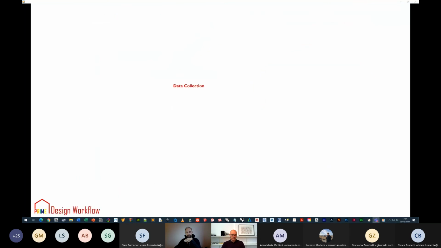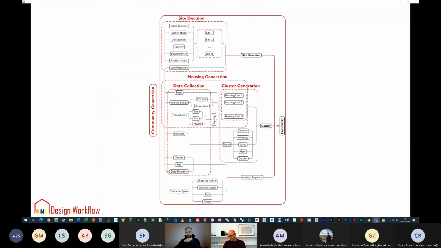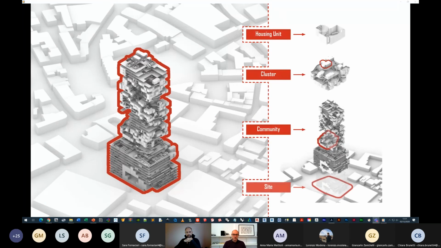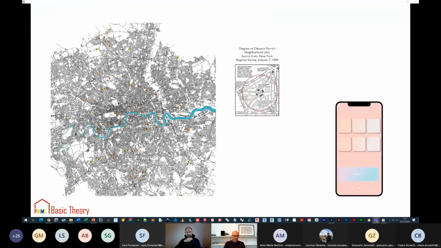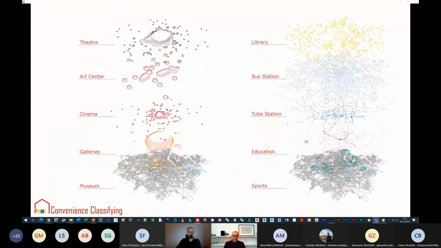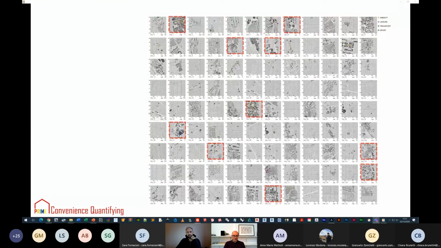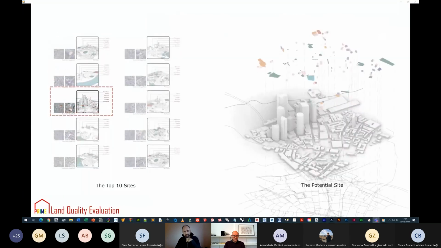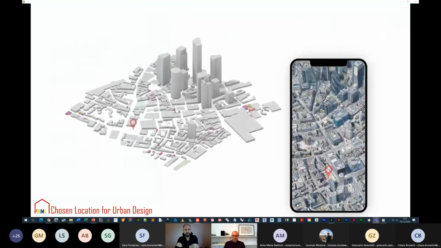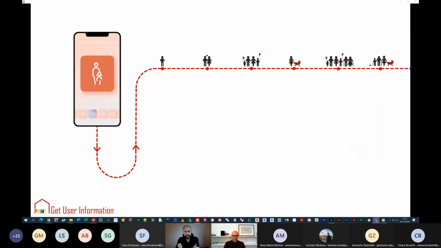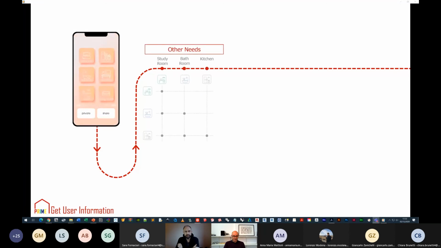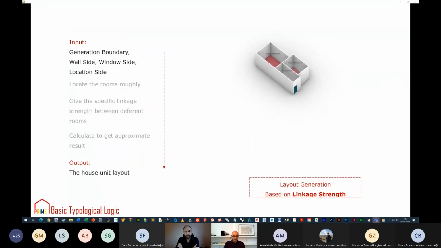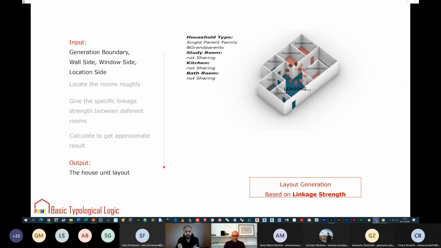To design the housing, we collect data, filter the site, generate the house. Followed a bottom-up logic from house unit to cluster and to community. Map the lands for sale. Set the 400 meters respectively as an evaluation area. Locate facilities. Notify them around each land to filter more convenient ones. And classify their superiority to get the potential site. Based on household type, we define the basic needs and classify the room size. Collect more information to get almost every input. City rules generate the unit based on the linkage between rooms.